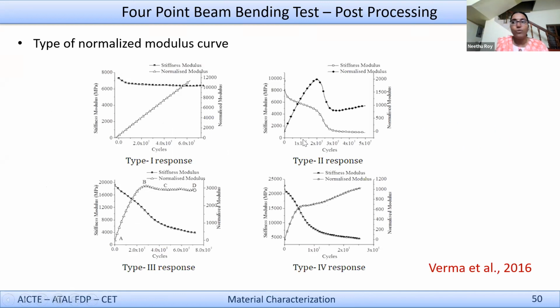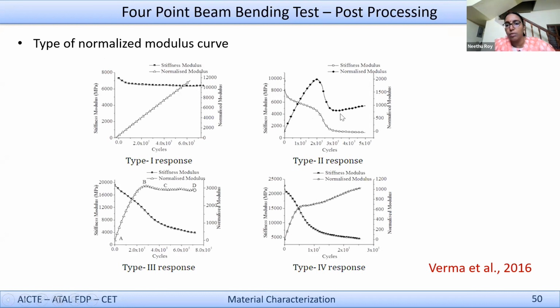Now, do we get the same shape always? Not necessarily. You can see that these are different responses. The stiffness modulus is given in black. That's a decreasing one, and the increasing one is the normalized modulus. You see that it could keep on increasing, and within the test duration it may not come down, or it may come down. Excuse me for this change in the color, because in the literature it was like that.